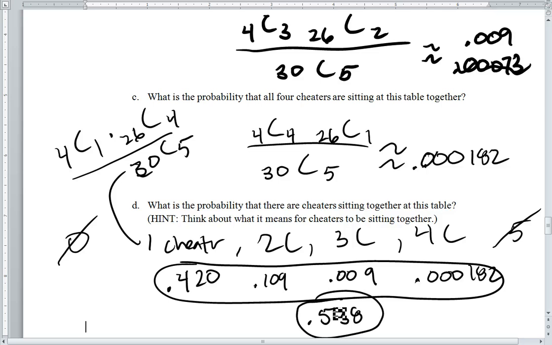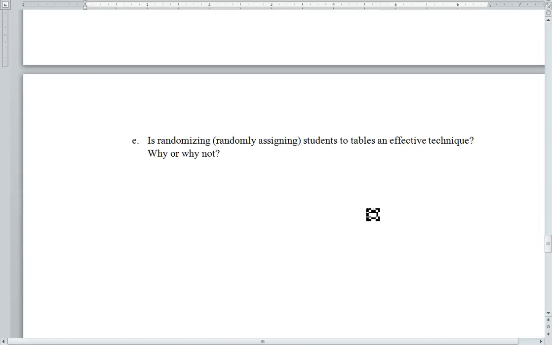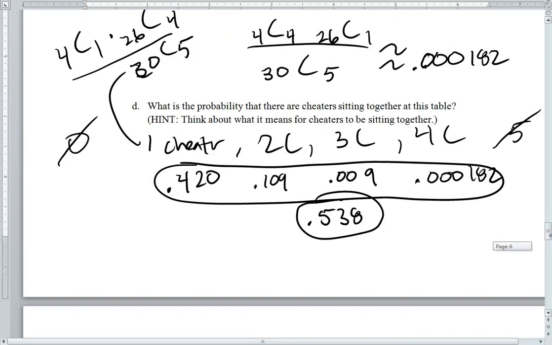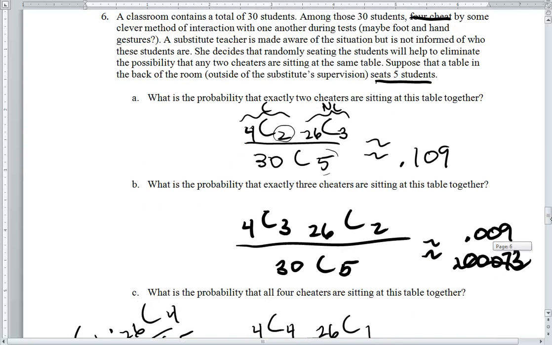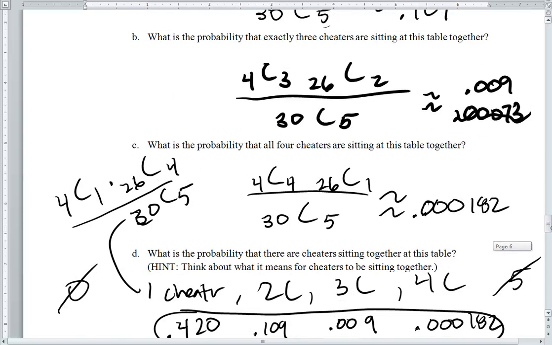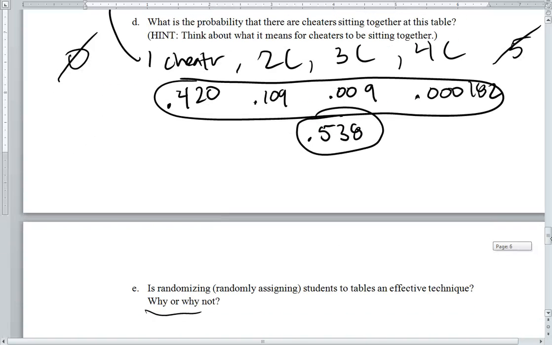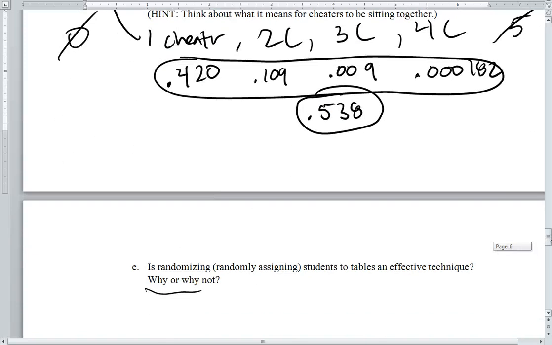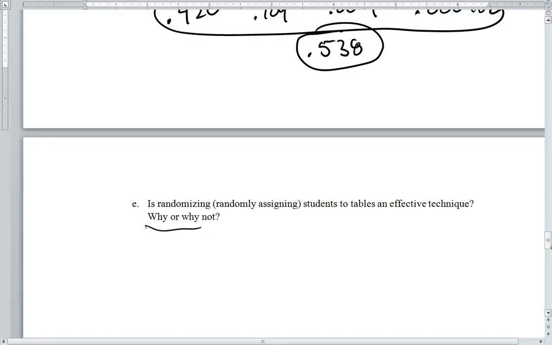So there's about a 53.8% chance that you have 1 or more cheaters sitting at this table, which is actually a pretty high likelihood, in which case this instructor might want to do a little more research if they're that worried about it. Is randomly assigning students to tables an effective technique? Why or why not? Well, it depends on the person looking at it. The likelihood that you have 1 cheater at the table is pretty high, but it isn't very likely that you have more than 1 cheater. So it all depends on what you think is effective. How else could you make it effective? You could have students choose their own seats, but then you're more likely to have cheaters that choose to sit together.